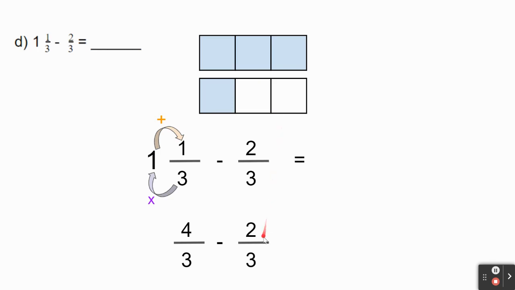We have 4/3 minus 2/3. So we're going to cross off 2 of the shaded parts. We can still see there are 2 parts shaded. So 4/3 minus 2/3 is 2/3.